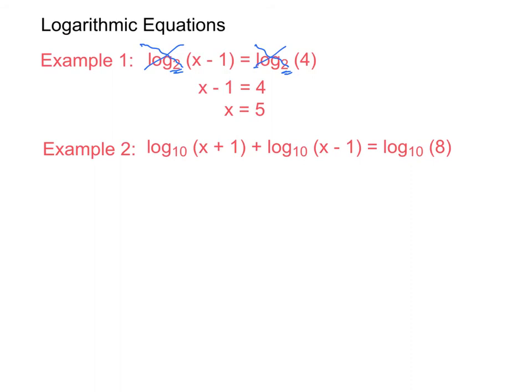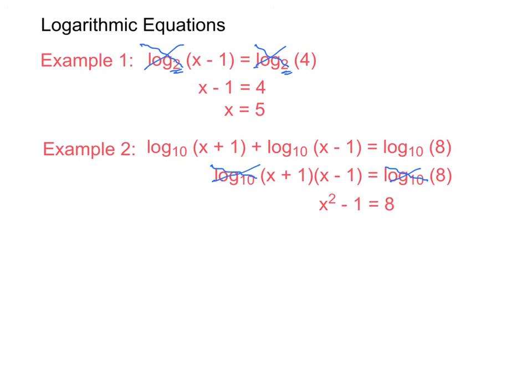So let's look at the left-hand side. When we get the sum of logs, remember that's the product rule. So now I have the log of the product. Log base 10 of x plus 1 times x minus 1 is equal to log base 10 of 8. Well, now we're at the same point we were with the previous example, and I can eliminate log base 10 from both sides since the bases are the same and it's just a single log on both sides. So I can eliminate log base 10 from here, eliminate log base 10 from here, and just set the remainder of the problem equal to each other and solve for x.